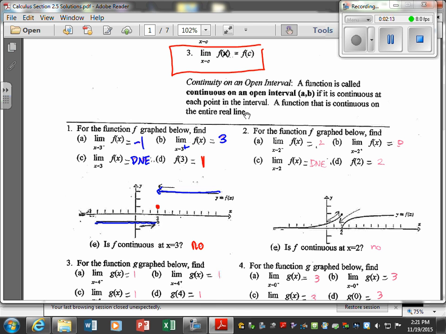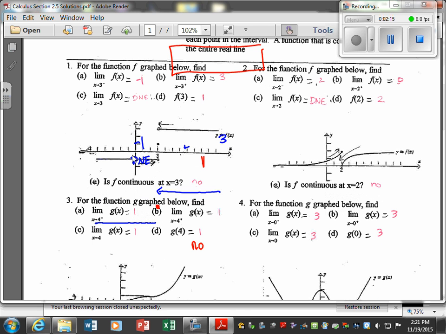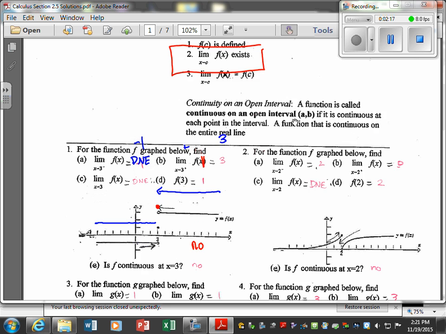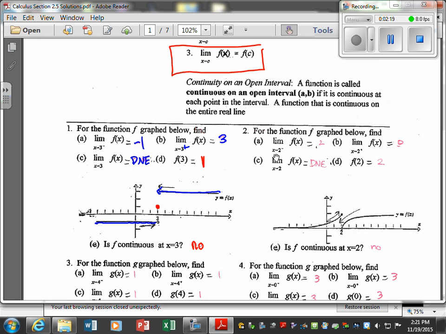Alright, let's look at another one. Same thing here. Let's look at as x approaches 2 from the left. It's hard to see this one. So x is approaching 2. Our y value is 2. As x approaches 2 from the right-hand side, 0. So if the left-hand limit and the right-hand limit do not match, then the limit of f of x as x approaches 2 does not exist.